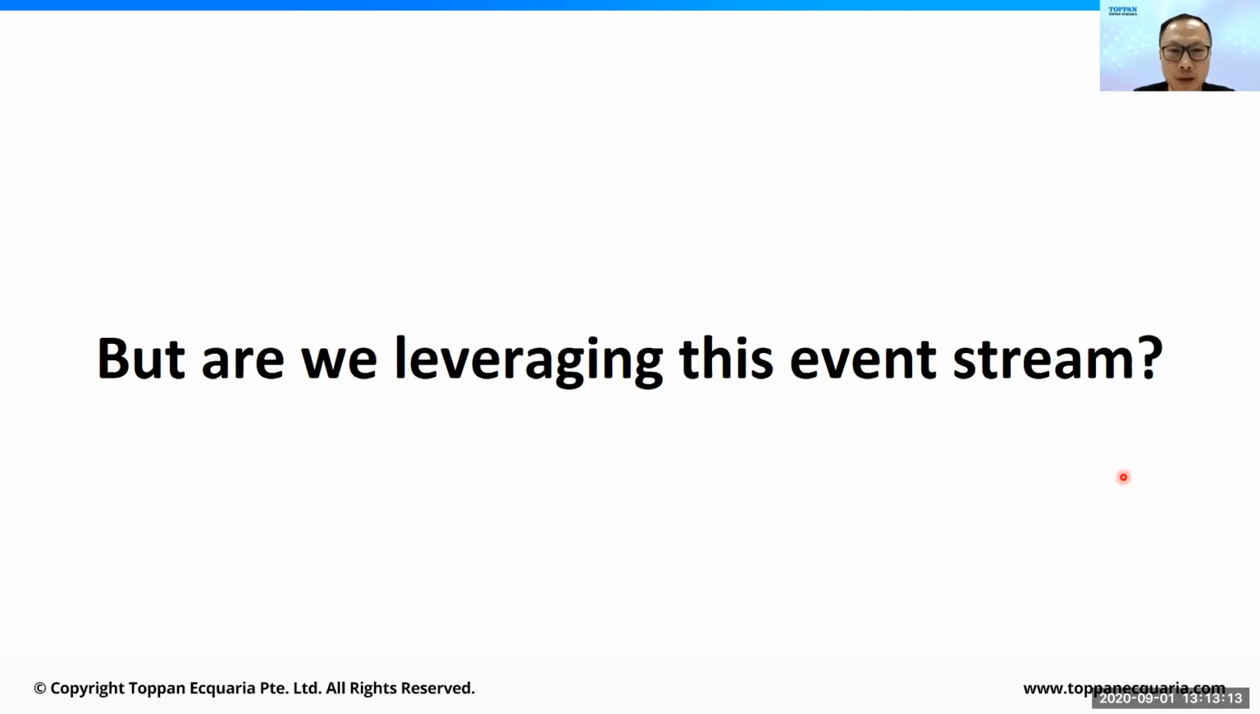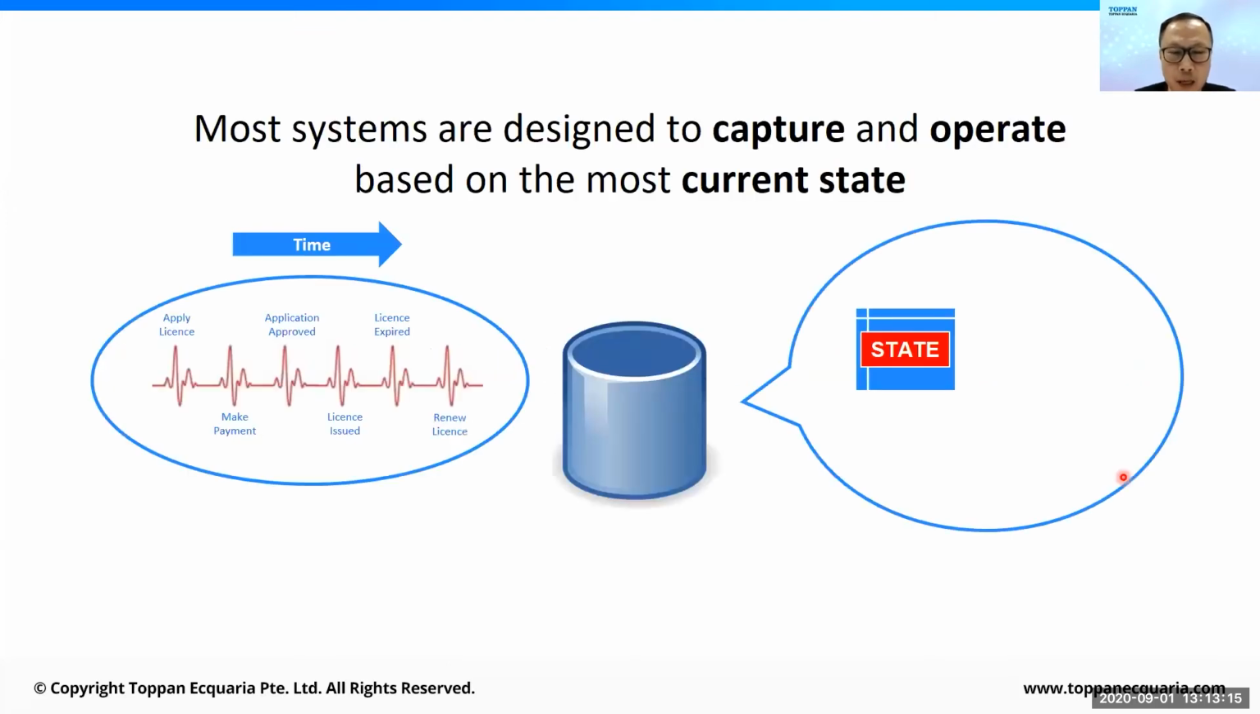So let's take a look at how we actually build systems. So most systems today that we build are based on a relational database approach. So a relational database is actually designed to capture and operate based on the most current state. So you have events streaming into your system on a daily basis, and eventually it gets stored as a state in the database, which is the one that you operate on.